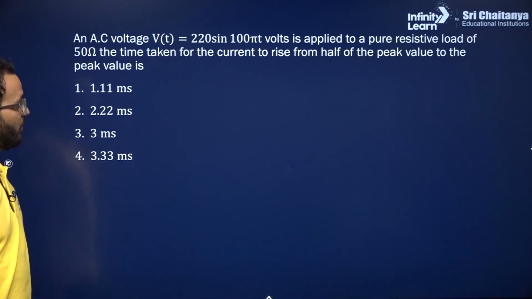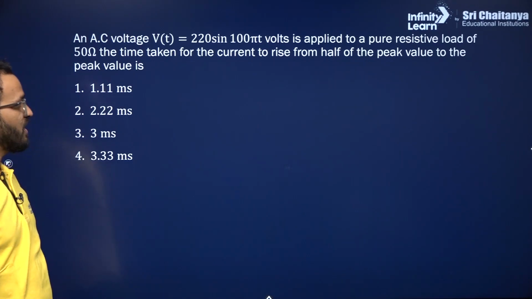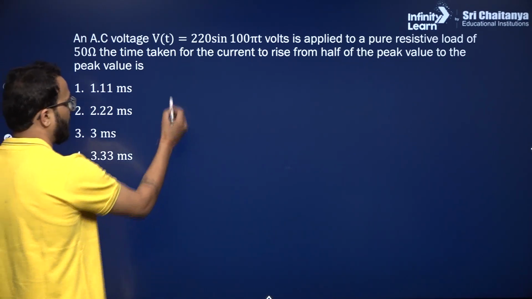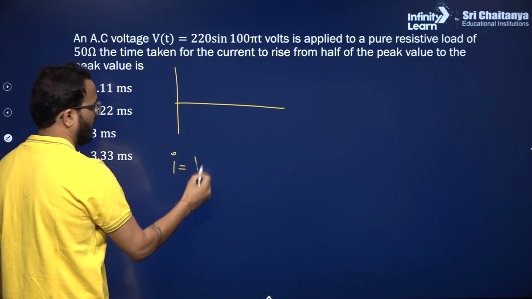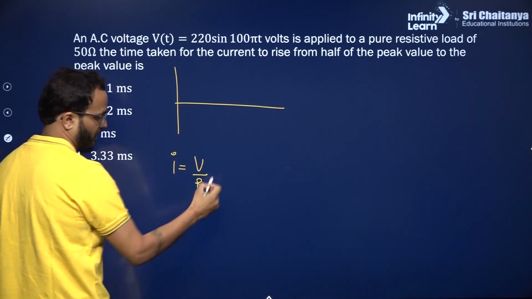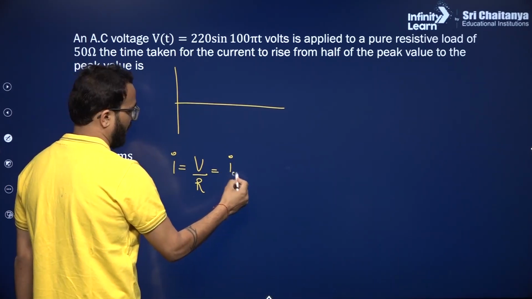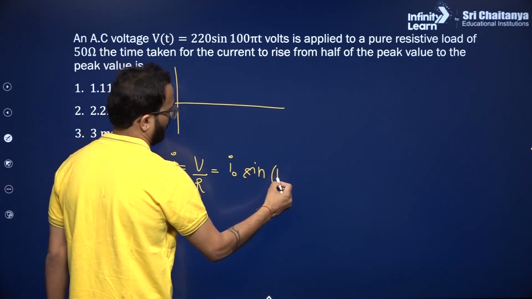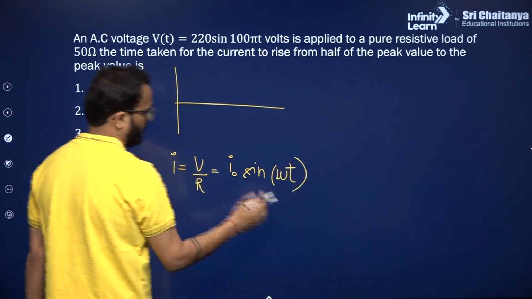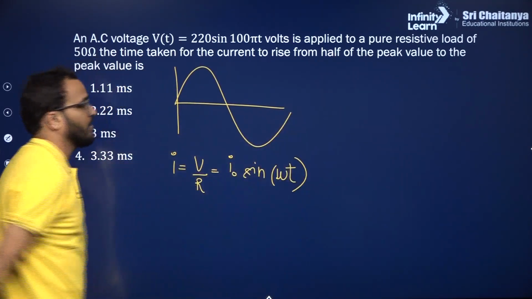AC voltage. Now this is a very good question. It's a purely resistive circuit, right? Now you tell me, what will be the current? Current will be V by R, right? So it will be I naught sine of omega t, like this, right?